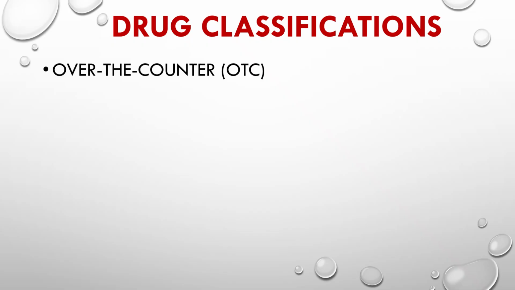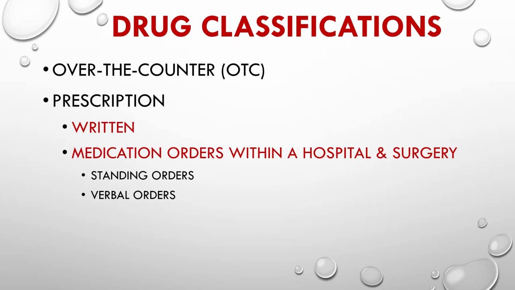So how drugs are classified. There are 4 main classifications. They're either over the counter, these we're all familiar with, OTCs, or prescription drugs, and that prescription can either be a written prescription, which is pretty rare anymore with electronic prescriptions being used, but also there are medication orders in a hospital. We'll talk about 2: standing orders and verbal orders.